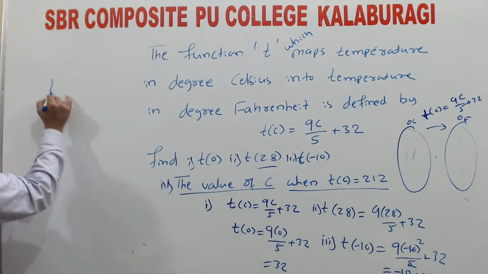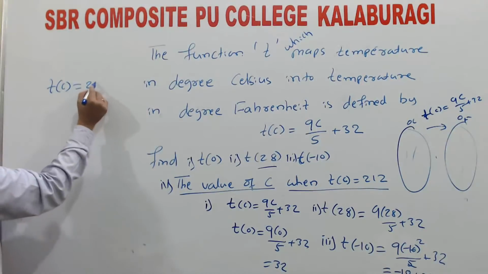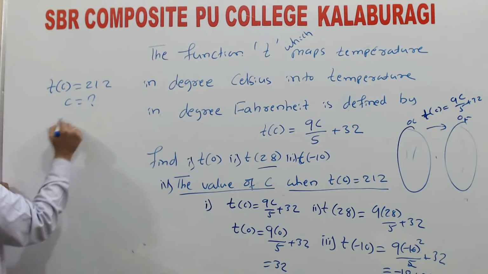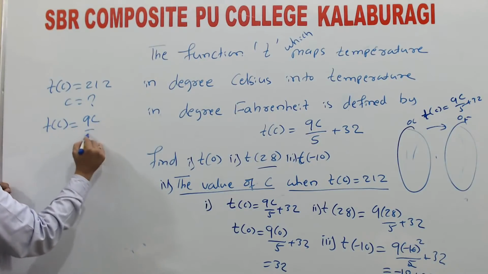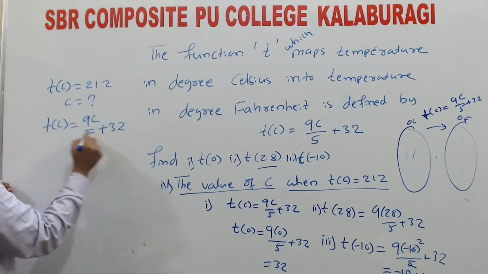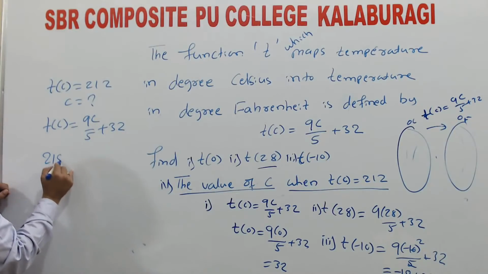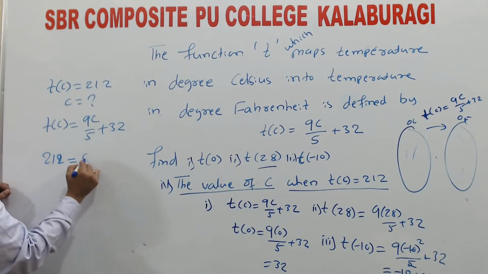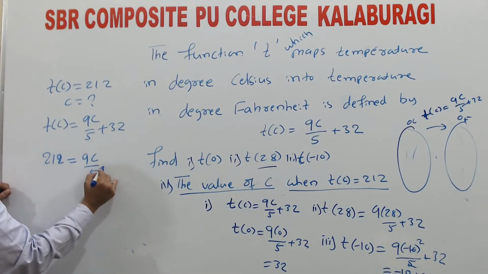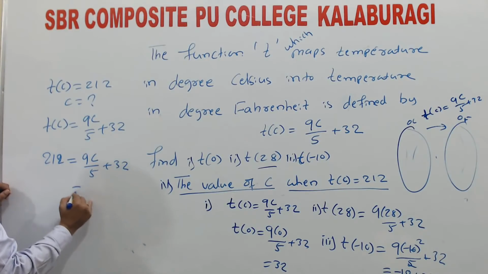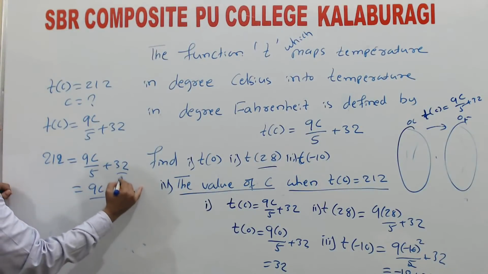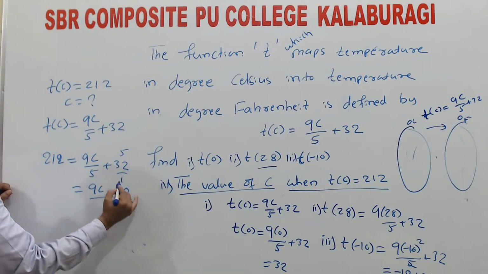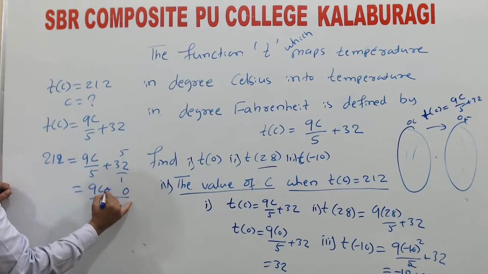So t of c equal to 212. c equal to what? What is the formula? t of c equal to 9c by 5 plus 32. t of c is given as 212, equal to 9c by 5 plus 32. What is the LCM here? 5. 5 ones are 5, 5 twos are 10, 5 threes are 15.